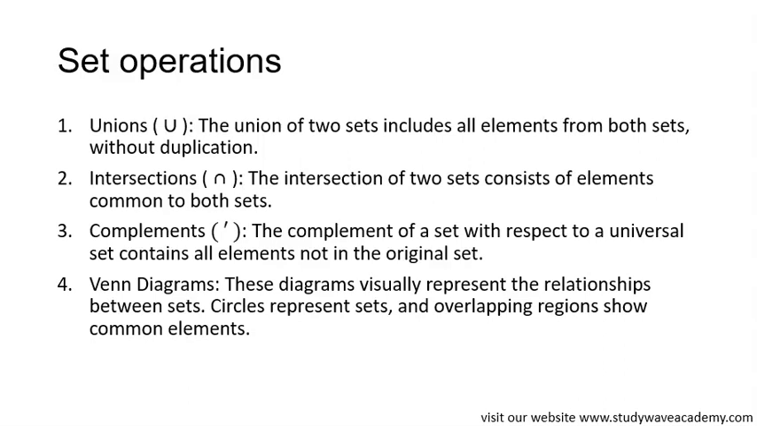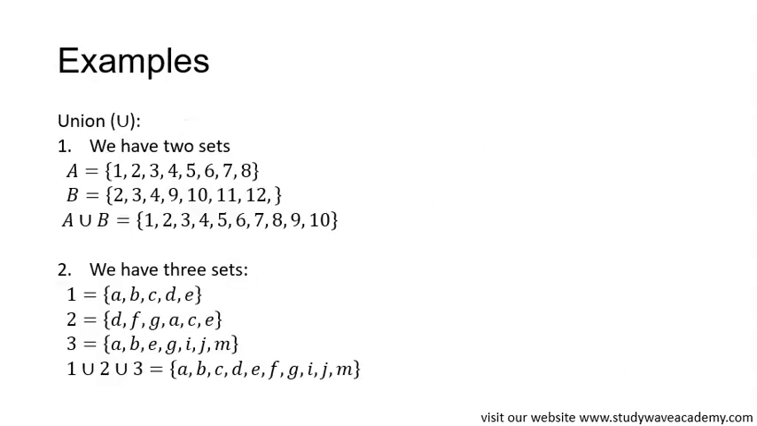So first, we're going to be looking at a union example. One of the set operations we're going to be looking at, the first, is the union. So we have two sets, set A and set B. Set A contains 1, 2, 3, 4, 5, 6, 7, 8, and set B contains 2, 3, 4, 9, 10, 11, 12.